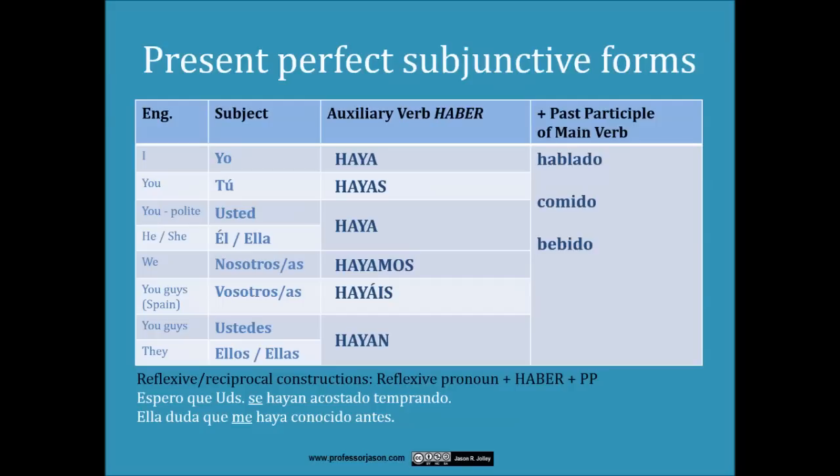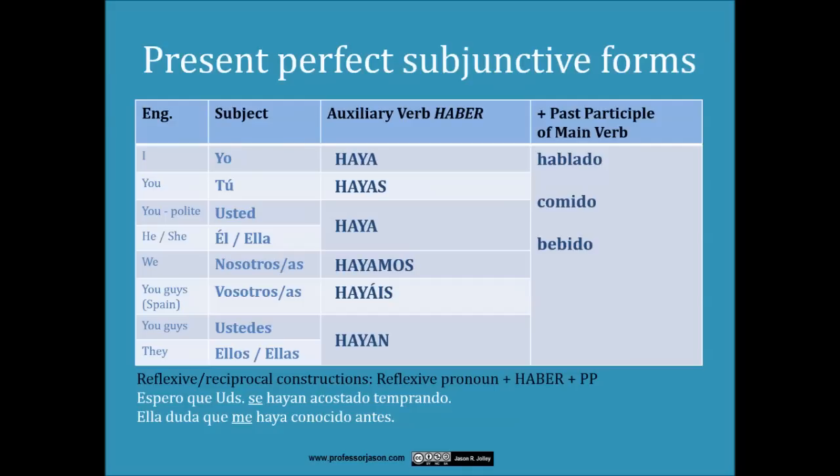I put a note on the side so that you can see sort of the placement if you do have a reciprocal or reflexive construction, right? Something like, I hope that you guys went to bed early. That verb acostarse is usually used reflexively, right? Espero que ustedes se hayan acostado temprano. In other words, the reflexive pronoun comes out in front of the verb haber.